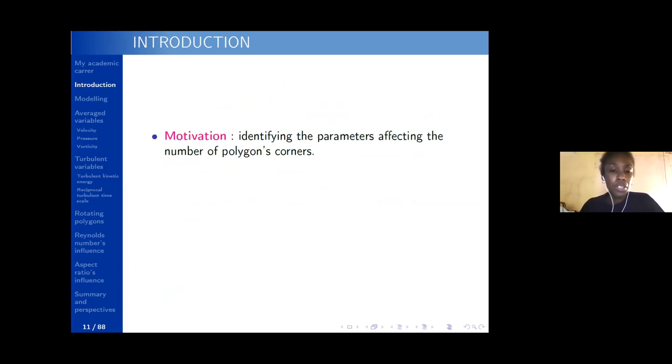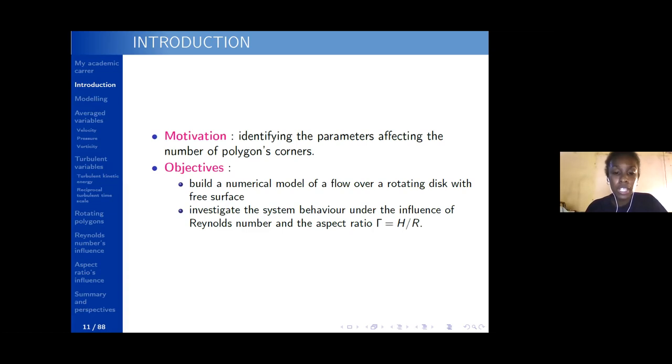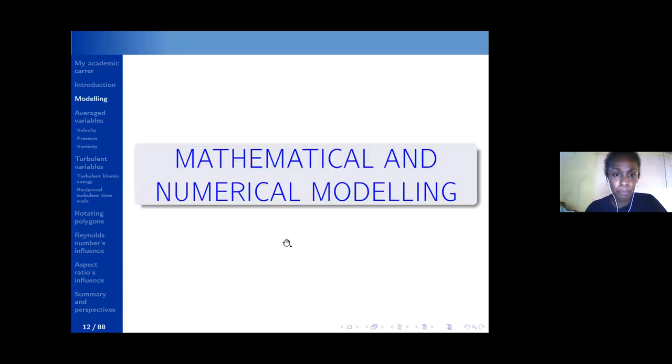The motivation of this work is to identify the parameters affecting the number of polygon corners, and the objectives are to build a numerical model of the flow and to investigate the system behavior under the influence of two parameters, Reynolds number and aspect ratio gamma. We are going to see later what those two parameters are. We are going to start now with mathematical and numerical modeling.